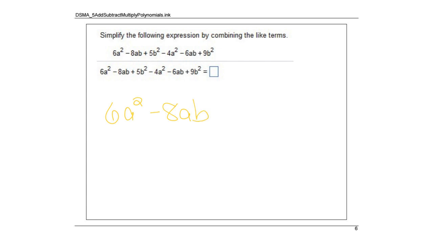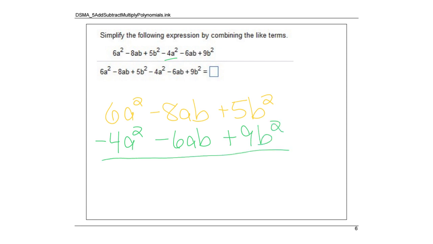Now notice these are all different, right? None of those are alike because one has a squared, one has a times b, one has b squared. I can't add any of those together. They are not like terms. But notice my next term is negative 4a squared. Well, I already have an a squared, so I can put that right here, and that way I have like terms vertically. Then I have negative 6ab, or minus 6ab, put that right there. And finally, I have plus 9b squared.